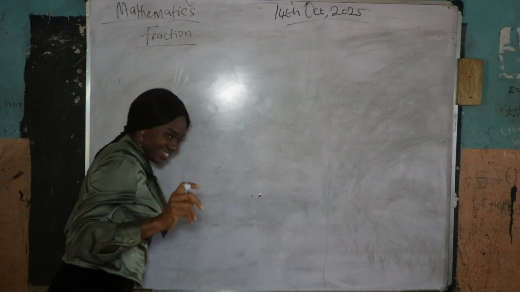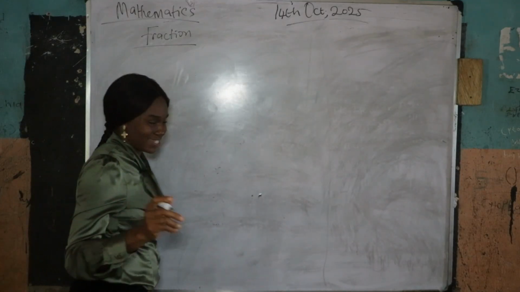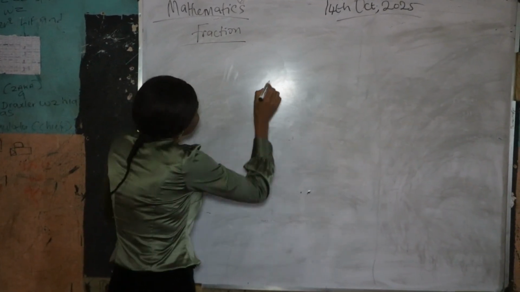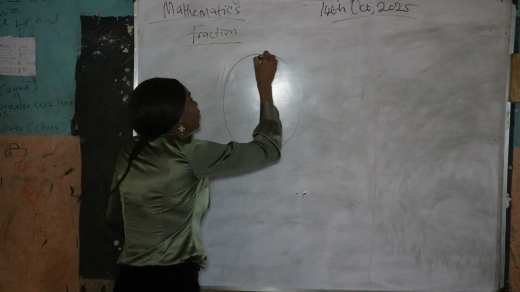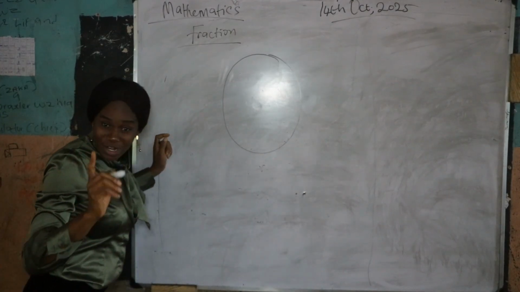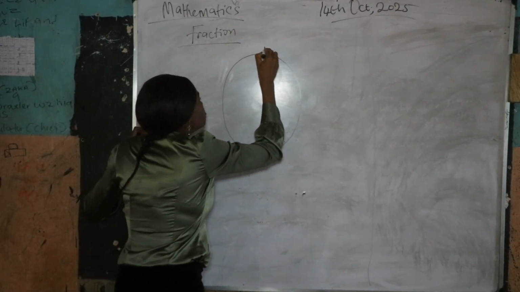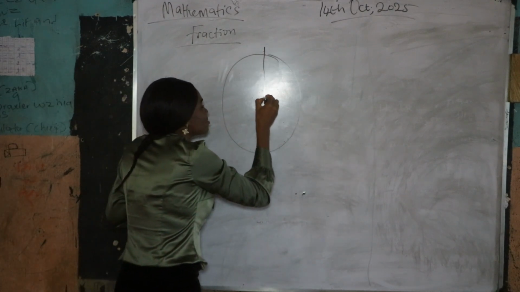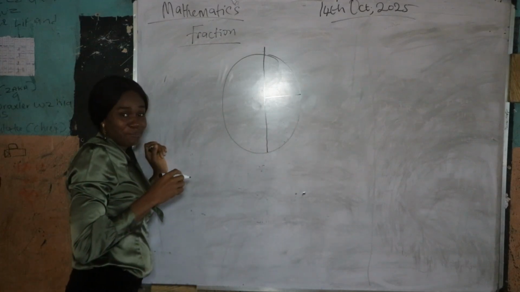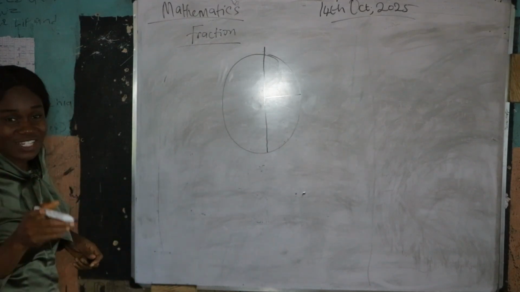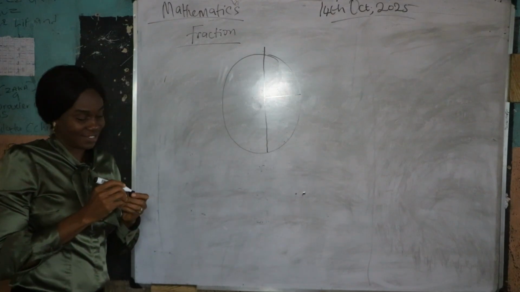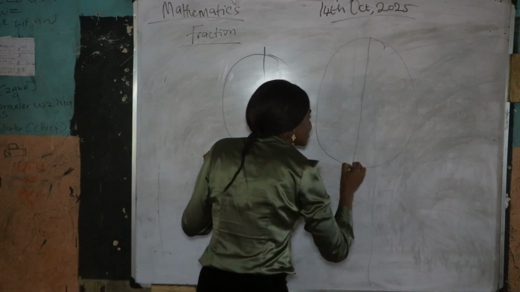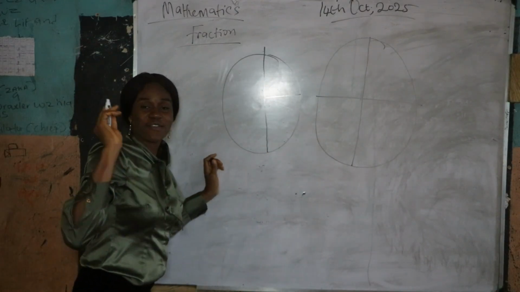Some of you are very greedy. If you are given something to share with your siblings, let's say you are given an orange to share with your siblings, you are three. This is a whole orange. Instead of sharing it equally with your siblings, you would like to take the bigger part, and your remaining two siblings, you just share the small part into two and give them. If you involve yourself in such, this is not a fraction. It must be divided into equal parts for it to be a fraction.